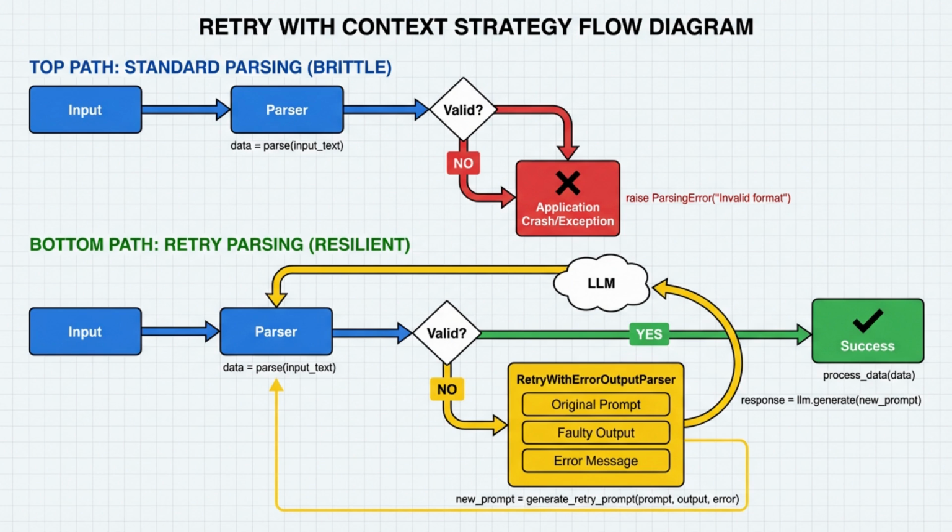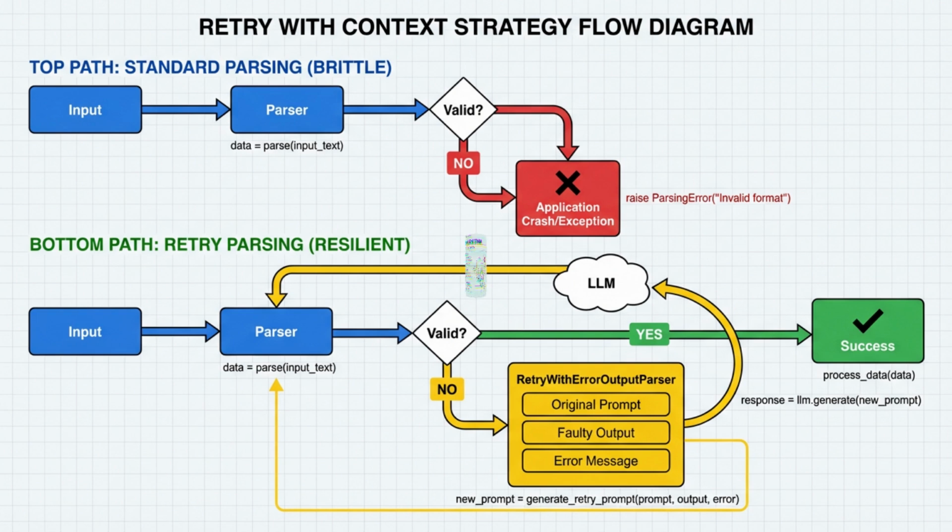But look at the bottom path. Same data, same parser, same validation question. But when it fails, instead of giving up, something clever happens. The retry with error output parser catches that failure and builds a correction prompt. It takes 3 things: the original prompt you sent, the faulty output the LLM just produced, and the specific error message explaining what went wrong.